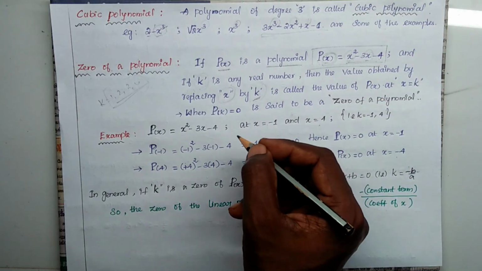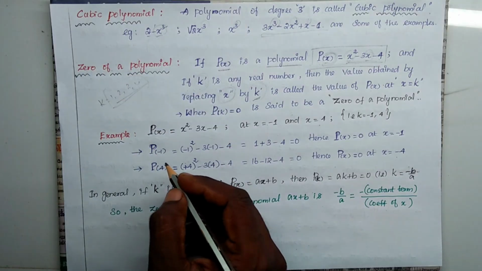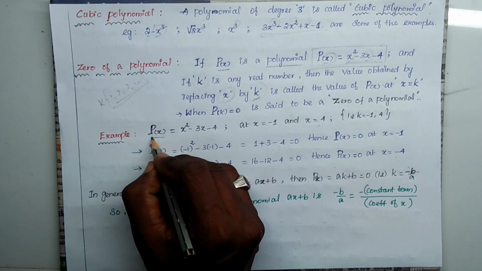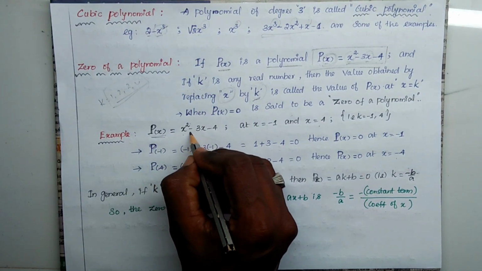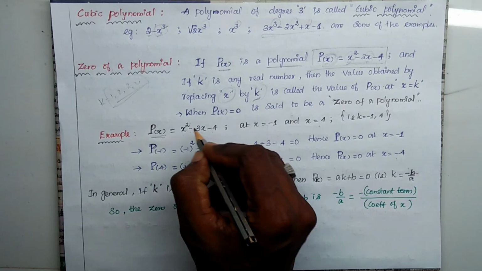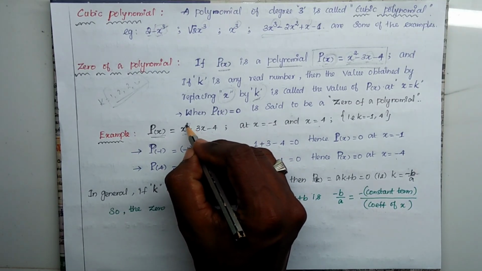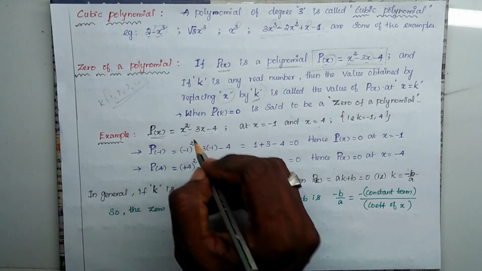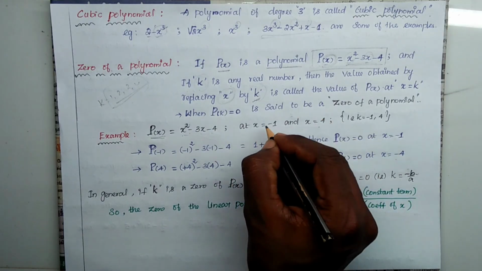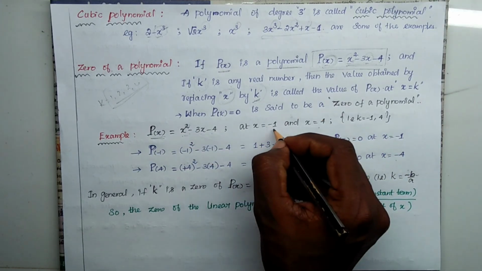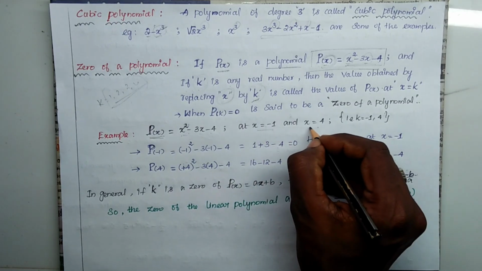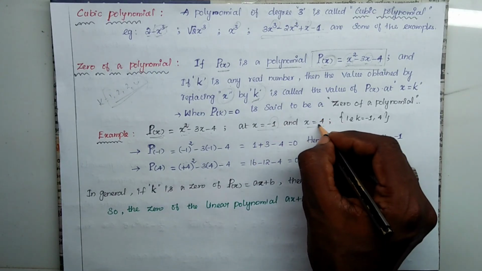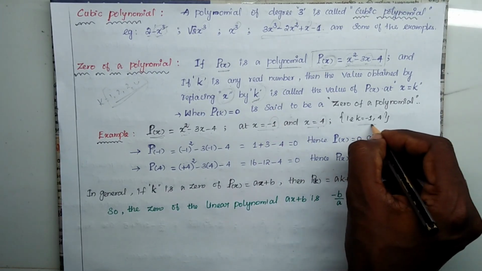Now we are going to see an example for the zero of a polynomial. The equation considered as the polynomial is p of x equal to x square minus 3x minus 4. This is of degree 2, so it is a quadratic polynomial. Now we are going to apply x equal to minus 1 and x equal to 4. The x equal to minus 1 and 4 are what we call k.